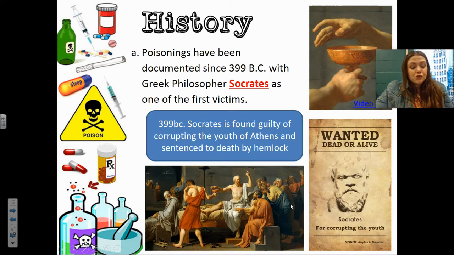There's definitely been a huge history of poisons. I would say it's one of the oldest things on record that we have for murder, killing people with poison. Poisons have been documented since 399 BC. The Greek philosopher Socrates was one of their first victims on record. Socrates was found guilty of corrupting the youth of Athens and was sentenced to death by poison, by hemlock. So they gave him hemlock, and it was a really painful, awful way to die.